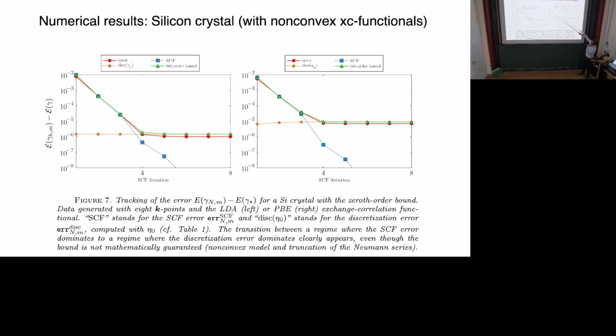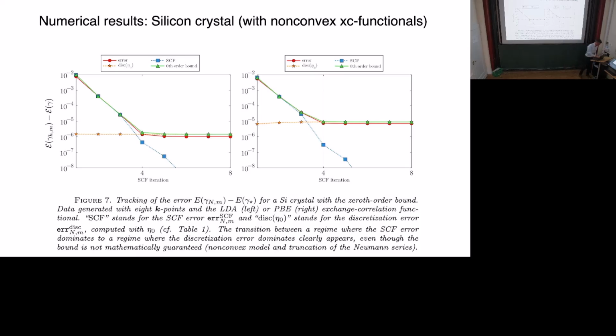Then you can go to a more realistic system. It's a silicon crystal. We don't have convexity. There are two different exchange correlation functionals. One is called LDA, the other PBE. It doesn't matter what it is. But the message is even the zeroth order bound works perfectly nicely. And you can very nicely distinguish what is discretization error and what is nonlinear error.